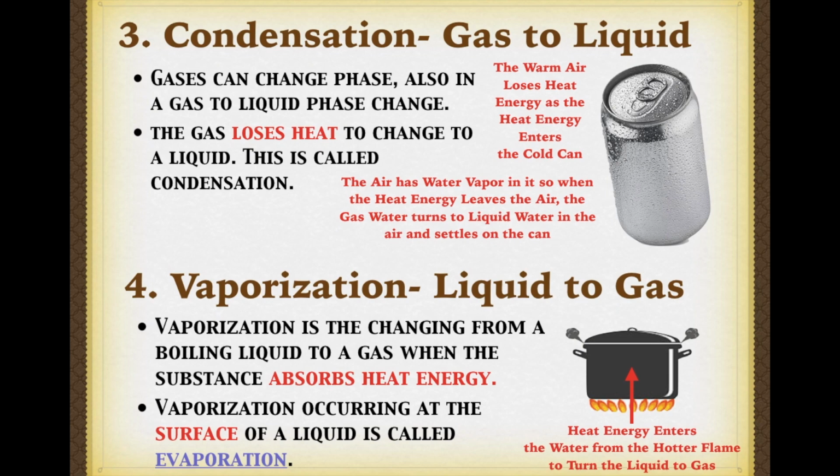The can is going to get warmer, but the air, which is losing the heat energy, is going to get colder. And what's in the air? Gas water. So now the gas water is going to start slowing down because it's losing heat energy, and it's going to turn into liquid droplets all around the can. That is condensation. Those liquid droplets on the outside of the can, where do they come from? Well, it's water. It was gas water that lost heat energy, turned into liquid water. So it's still water, but it turned from gas to liquid on the outside of the can.